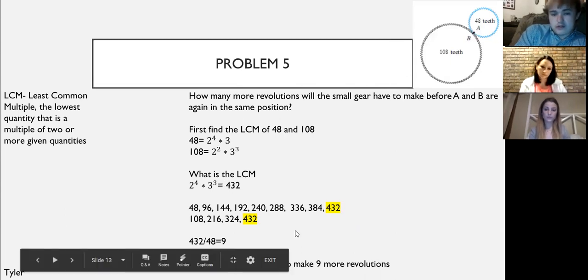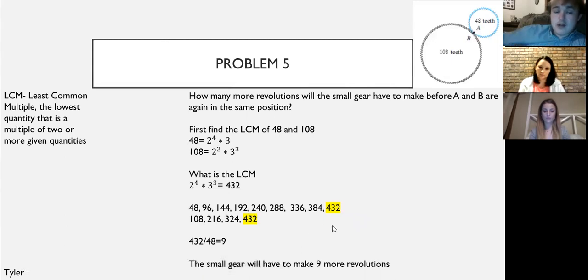Or we can do it the old-fashioned writing out factors way. And as you can tell, that's going to take a while, and you get 432. Since we're searching for the least common multiple, we need to divide 432 by 48, and we get 9. So that means the small gear will have to make 9 more revolutions before A and B meet back up at that same point.